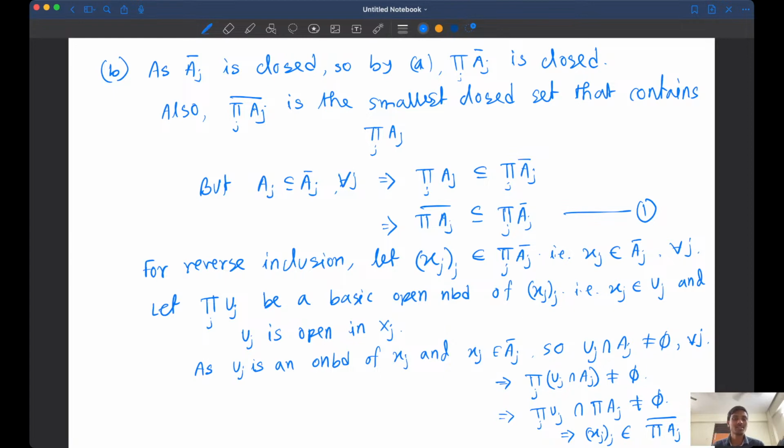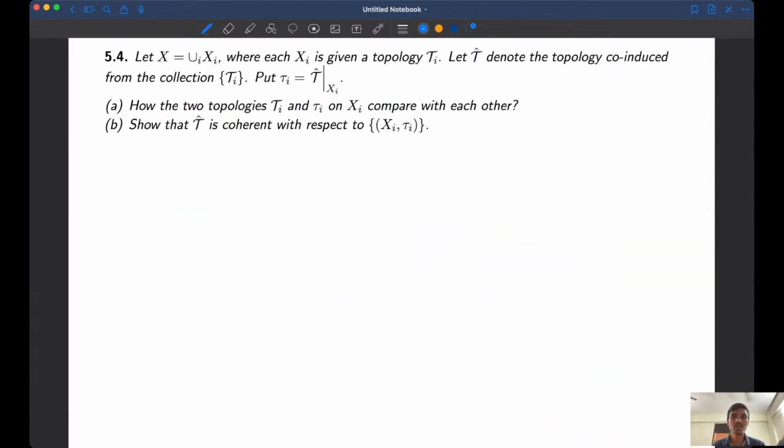Okay, so the next thing is again related to the co-induced and induced topology already done in class. Suppose you have a space X as the union of the Xi. On each Xi you have a particular topology, let's say tau I, and then on X you put the co-induced topology from this collection. So just recall what this co-induced topology is. You consider the inclusion of each Xi inside X, and on each Xi you already know that it is a topological space with the topology tau I.